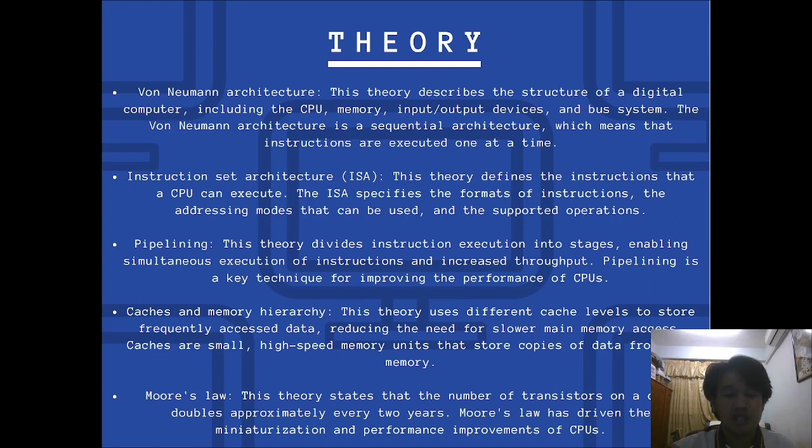Next, cache and memory hierarchy. This theory uses different cache levels to store frequently accessed data, reducing the need for slower main memory access. Caches are small, high-speed memory units that store copies of data from main memory.